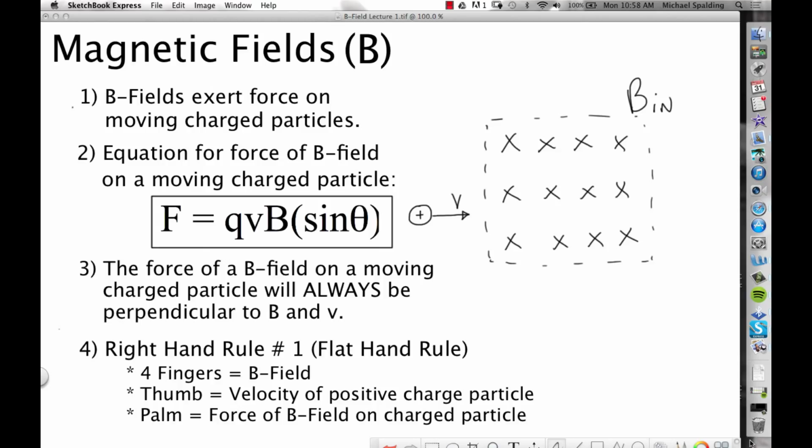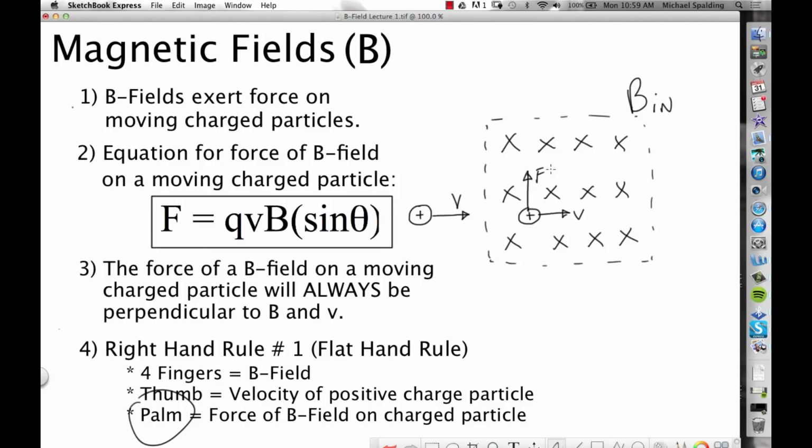When this charge enters the magnetic field, the velocity is that way. Which way is the force going to be? Is it out of the back of your hand, or out of your palm? It's out of the palm right here. The force is straight up. The force would be that way.